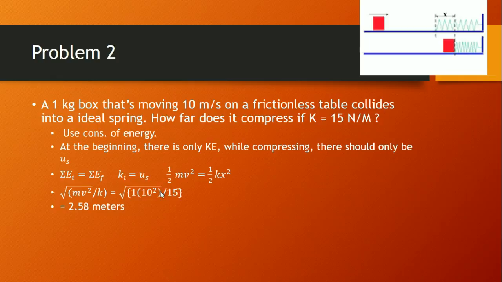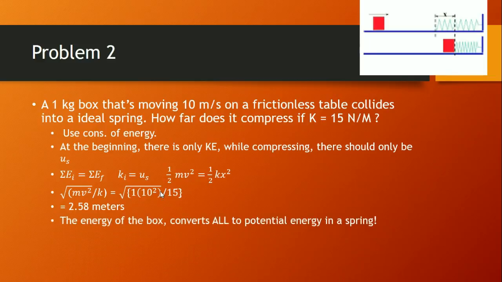So this spring, when this box collides into it, it will compress 2.58 meters. So this spring is really, really weak. So this box really pushes that spring far in. So basically, the kinetic energy in the box is converted into potential energy in the spring. So this is the type of problem that most of them will be.